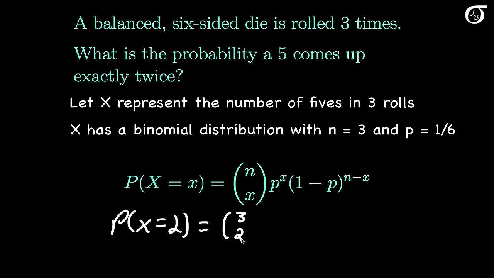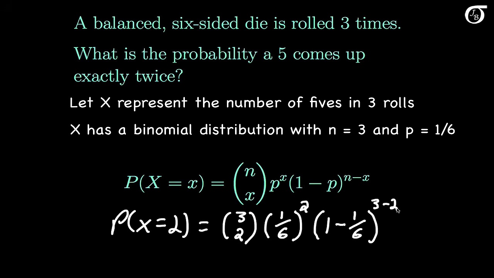3, we need 2 successes, so 3 choose 2, times p, which is 1 over 6, the probability of a success, the probability of getting a 5, raised to the number of successes, which is 2. We multiply that by the probability of failure, 1 minus p, or 1 minus 1 over 6, raised to the number of failures, which is 3 minus 2. And if we do this calculation, we'd see that this works out to 0.0694 when rounded to 4 decimal places. So that's our probability of getting exactly 2 5s if we roll a fair die 3 times.